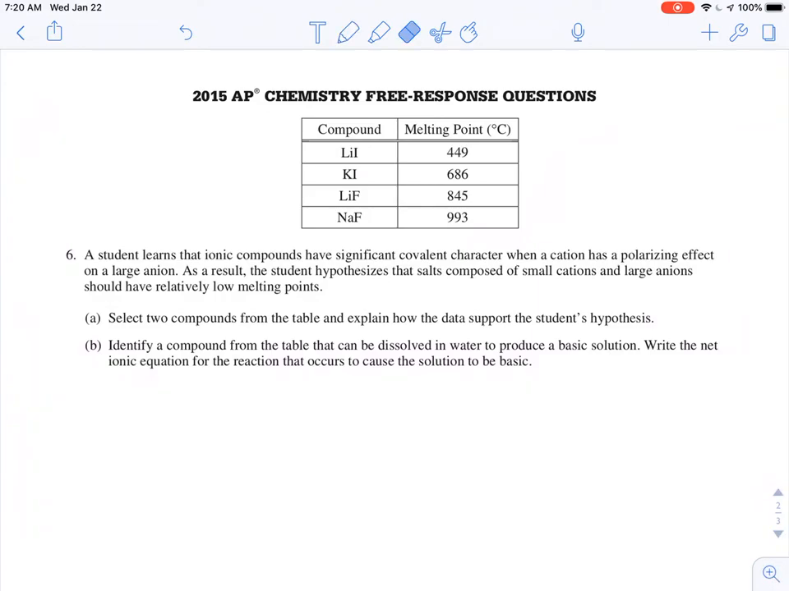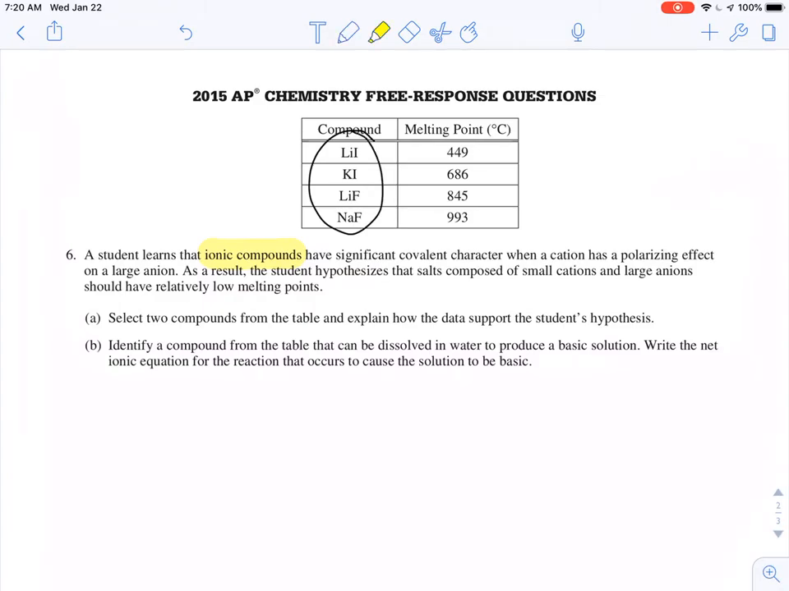So now let's get into the question. A student learns that ionic compounds have significant covalent character when a cation has a polarizing effect on a large anion. As a result, the student hypothesizes that salts composed of small cations and large anions should have relatively low melting points. So what the first part of this question is saying, it's talking about these ionic compounds, which are in this table right here.